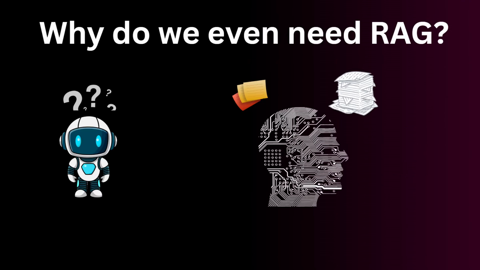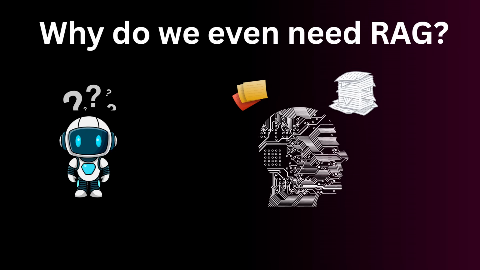So even before we talk about Graph RAG, we need to understand why RAG exists at all. Large language models are incredibly powerful, but they have one fundamental limitation. They only know what they were trained on. They don't know your company's internal documents, your private policies, your databases, or your latest updates. And if you ask them about that information directly, they'll often do something dangerous. They'll hallucinate. Retrieval augmented generation was created to solve this.